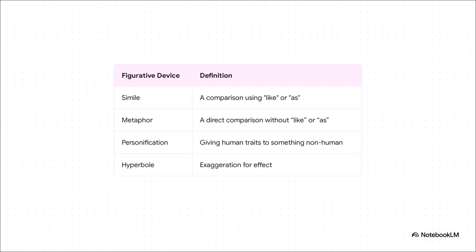You've got your simile, which compares things using like or as. Then there's a metaphor, which does the same thing but just comes right out and says it. Personification is when you give human qualities to something that isn't human. And finally, hyperbole. That's just a fancy word for exaggeration to make a point. These are really the building blocks for everything else in the lesson.